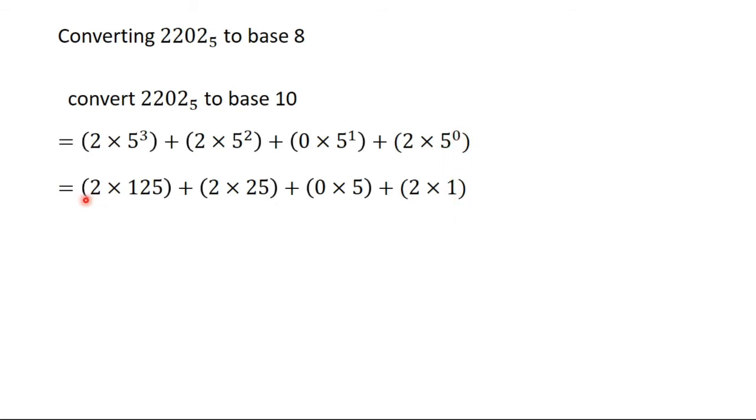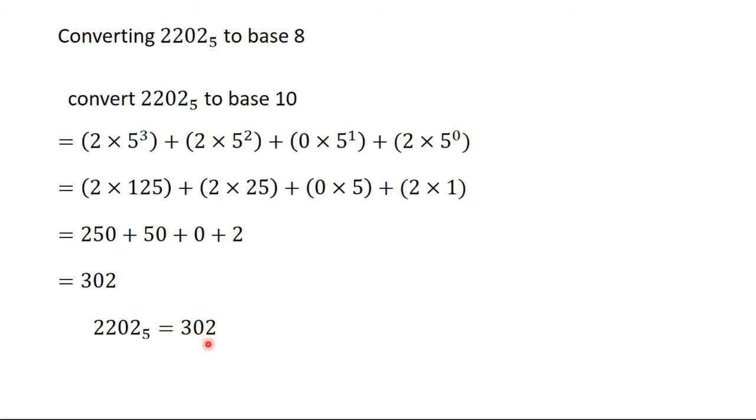So we have 2 times 125, which will give us 250. 2 times 25 will give us 50. 0 times 5 will give us 0. Then 2 times 1 will give us 2. You add everything here and we are getting 302. So we can say that if you convert 2202 base 5 to base 10, you have 302.